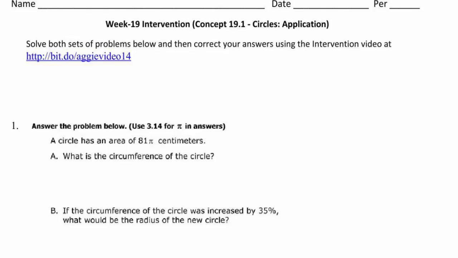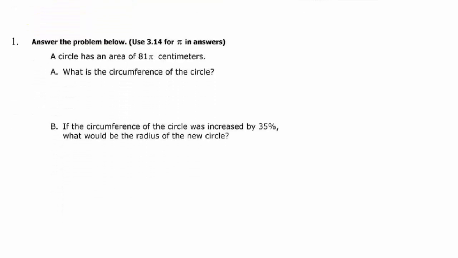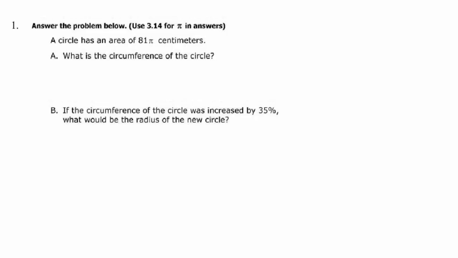So let's jump in. Week 19, Concept 19.1, application of circles. You're told that you have a circle with an area of 81 pi centimeters. Here's your piece of information, 81 pi centimeters. And you're asked this question: what is the circumference of that circle? Well, here's what we know. Circumference is equal to 2 times pi times the radius.